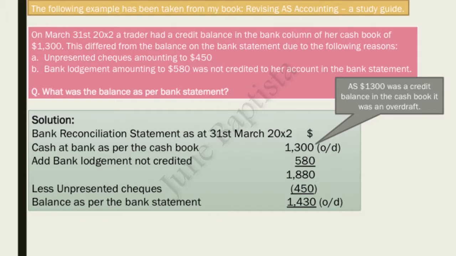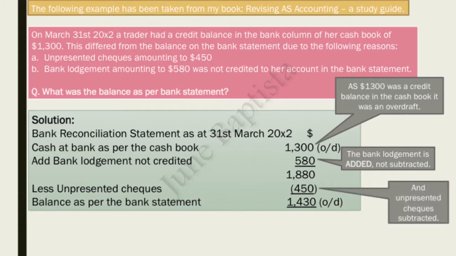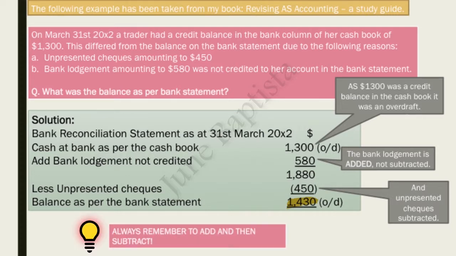$1,300 is an overdraft, as it is a credit balance in the cash book. Hence, you have to add bank lodgements not credited, $580, and you will have to subtract unpresented checks, $450. What you end up with is $1,430, which is an overdraft, and this is the balance as per bank statement. Always remember to add and then subtract.